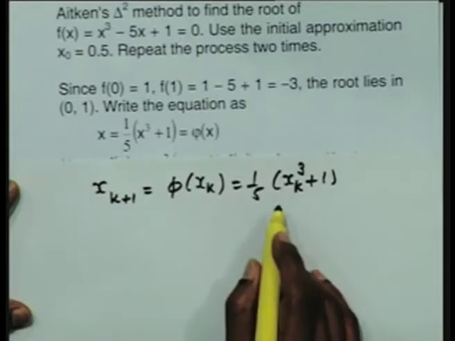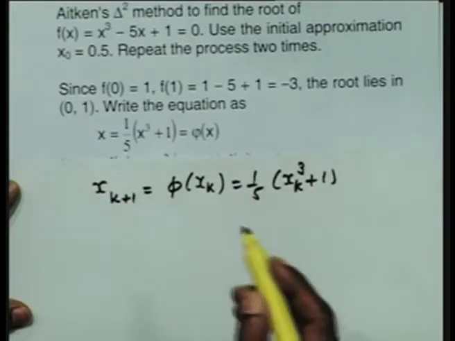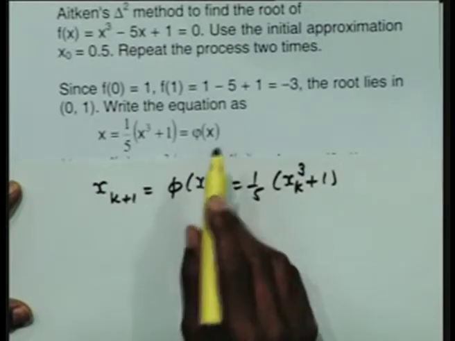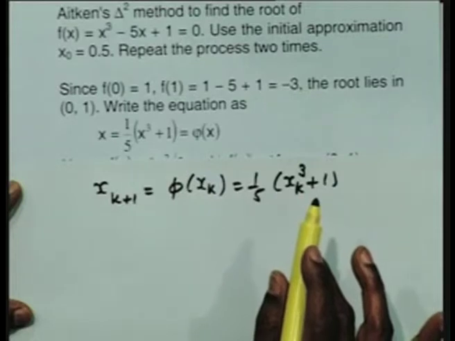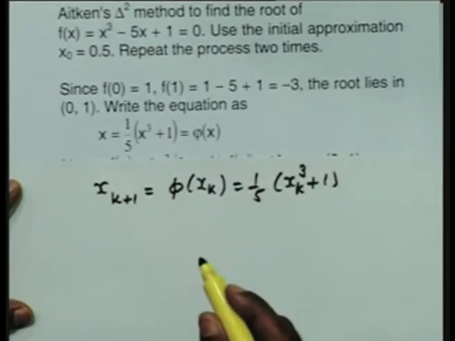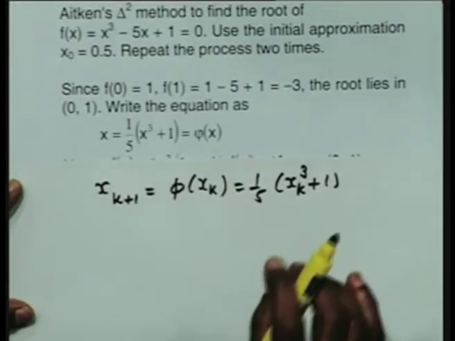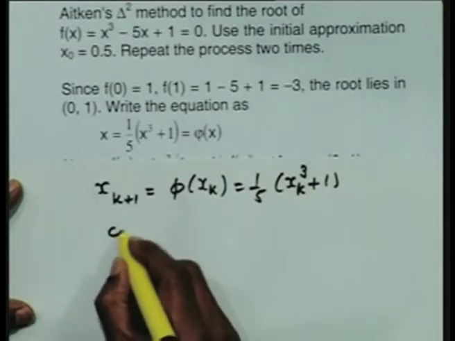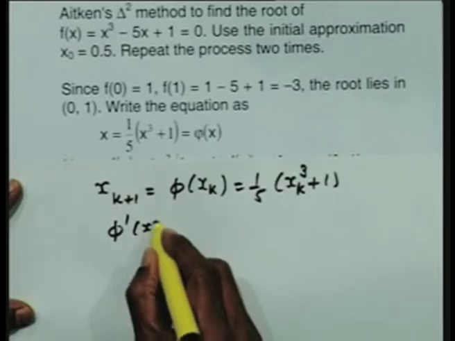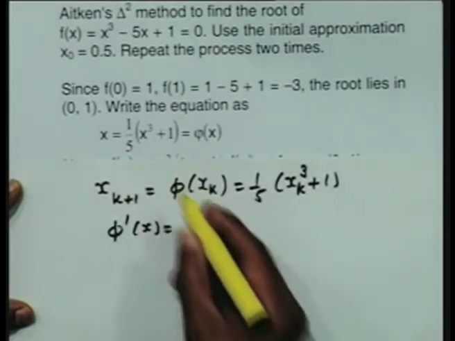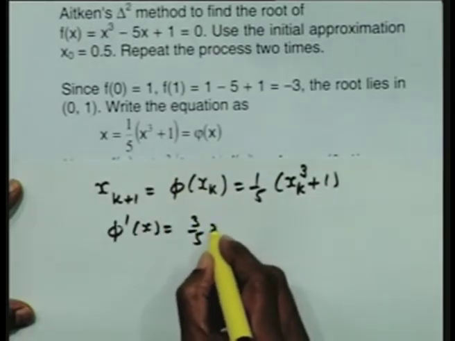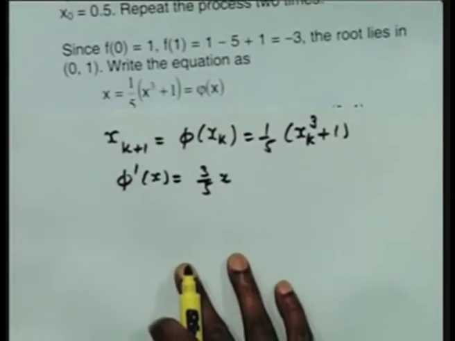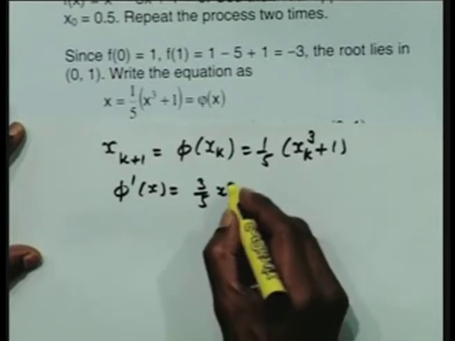Now before we proceed with computation, I would like to test whether our phi x iteration function is satisfying the convergence criteria or not. Therefore I need to check whether the magnitude of phi dash x in the interval in which the root lies is less than 1 or not. Now I can differentiate phi and get phi dash x. Phi dash x will be equal to 3 by 5 x squared.